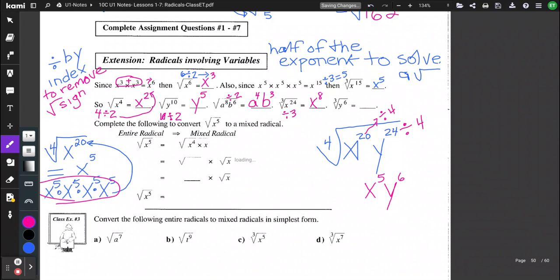I have an index of 3, so I am dividing my 6 by 3. That's going to give me y squared. Y to the 2, yeah, y squared.